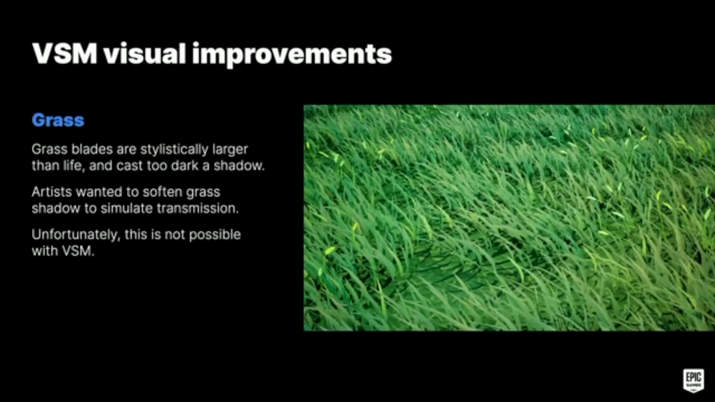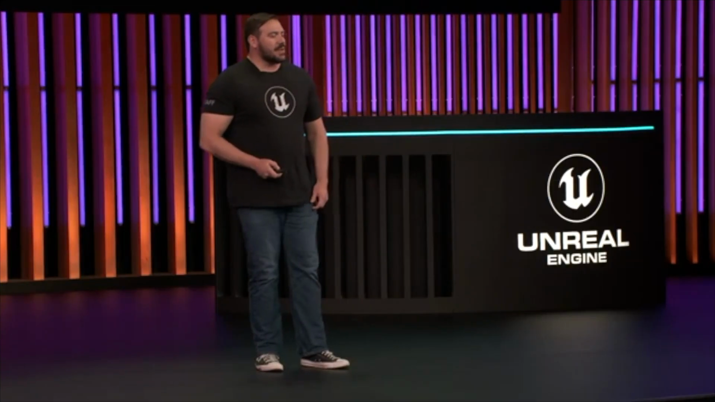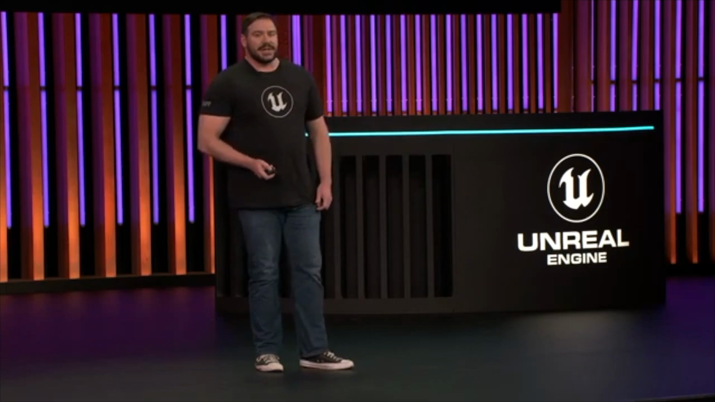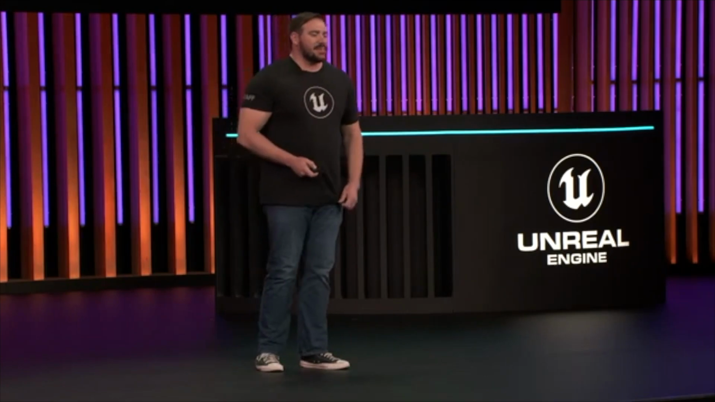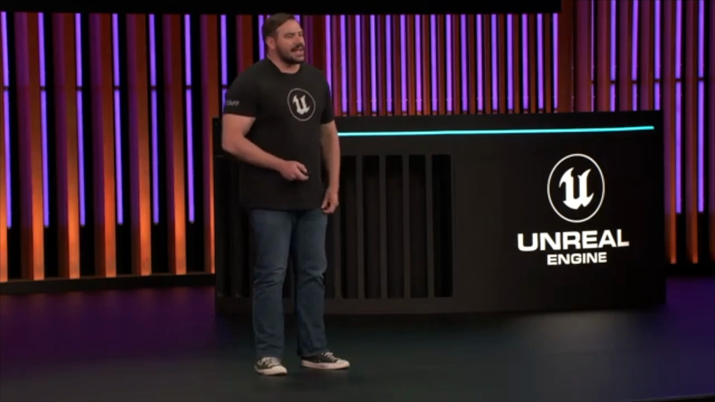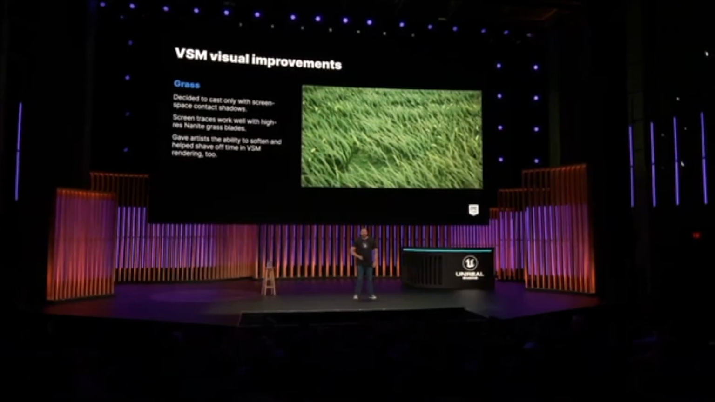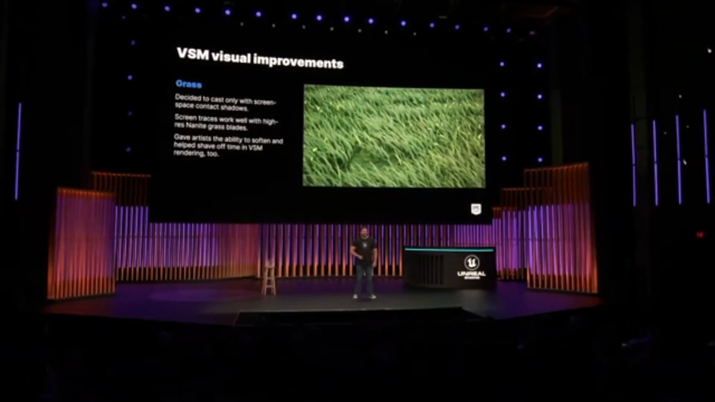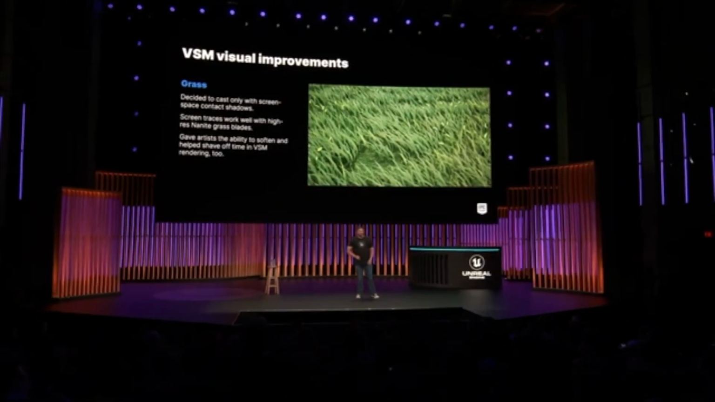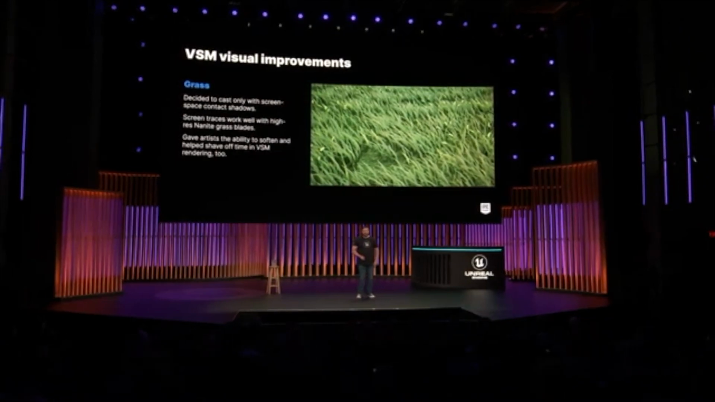Fortnite's grass features blades that are stylistically larger than life, which meant that they cast an unrealistically large shadow. In turn, the artist wanted to be able to soften the shadow term for grass to simulate transmission. VSM unfortunately can't provide this. So we decided that grass shadows were best represented using screen space contact shadows only. The high-res nature of nanite grass tends to provide good detail in the depth buffer for this technique. This allowed artists to make grass shadows more subtle while also reducing the rendering costs.